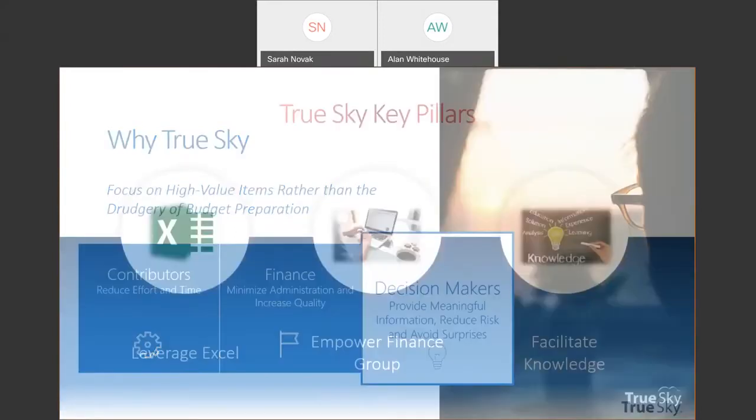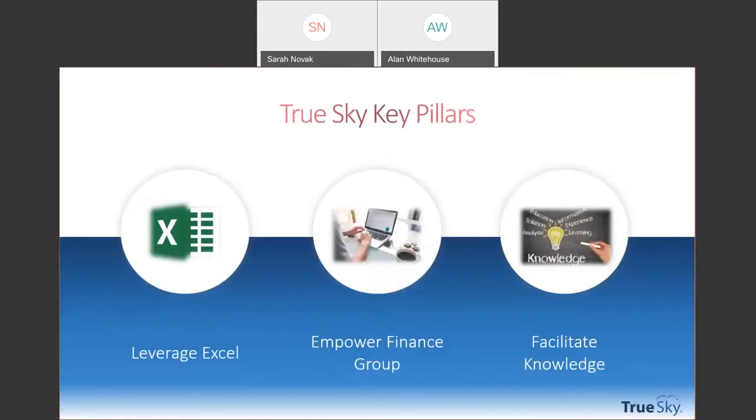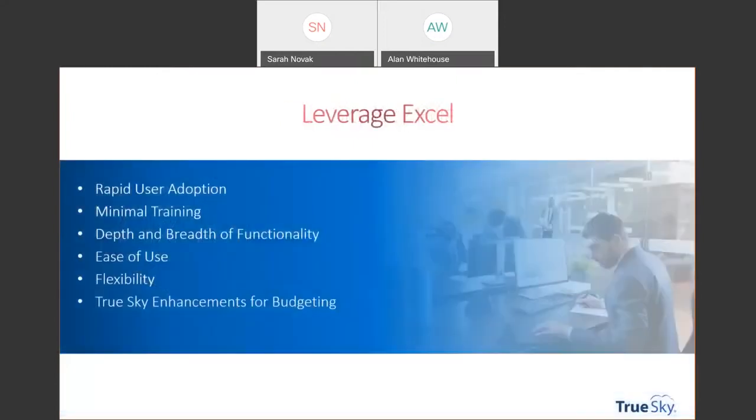Now, when we were building TrueSky, we had three main pillars. First of those is to leverage Excel. Now, you might think this is a little weird, given that I just talked about all the problems with Excel. But in TrueSky, we really believe that from an end user interface, Excel is the best tool that you can use for budgeting and forecasting.